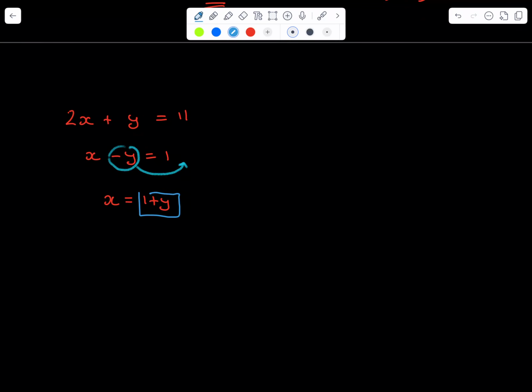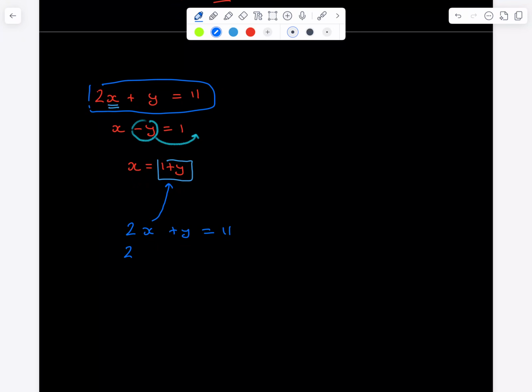Perfect. And then we just substitute that in for x. So this is a really common mistake when people substitute this in when you've got a pronumeral in front of x. So we've got that 2. It's really important that you use brackets because that 2 signifies you have to multiply everything. So let's write out the first equation again. It is 2x plus y equals 11. And instead of x, I want to substitute 1 plus y because that's what x is.